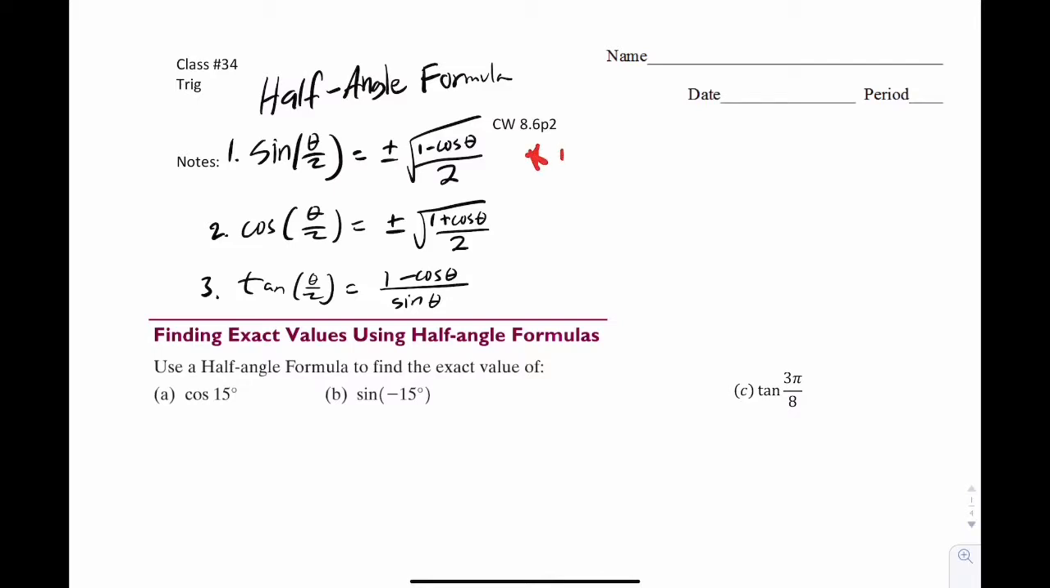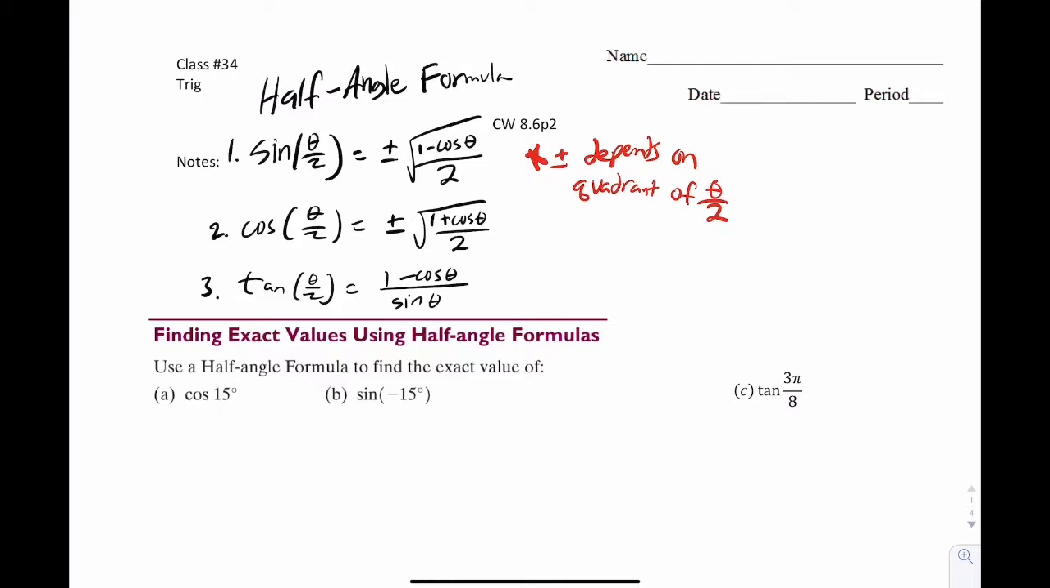So the plus or minus depends on the quadrant of theta over 2. Okay, so that's really important to write down, that the plus or minus will depend on the quadrant of your half angle.